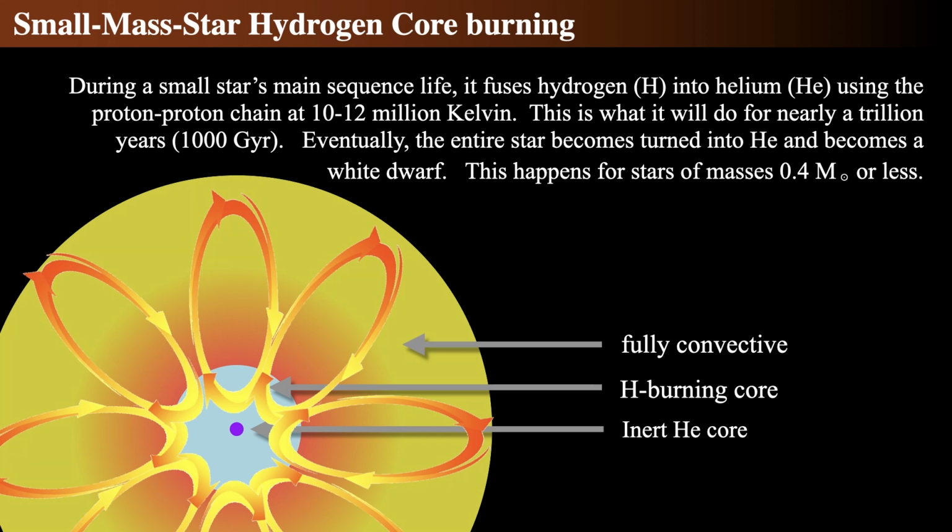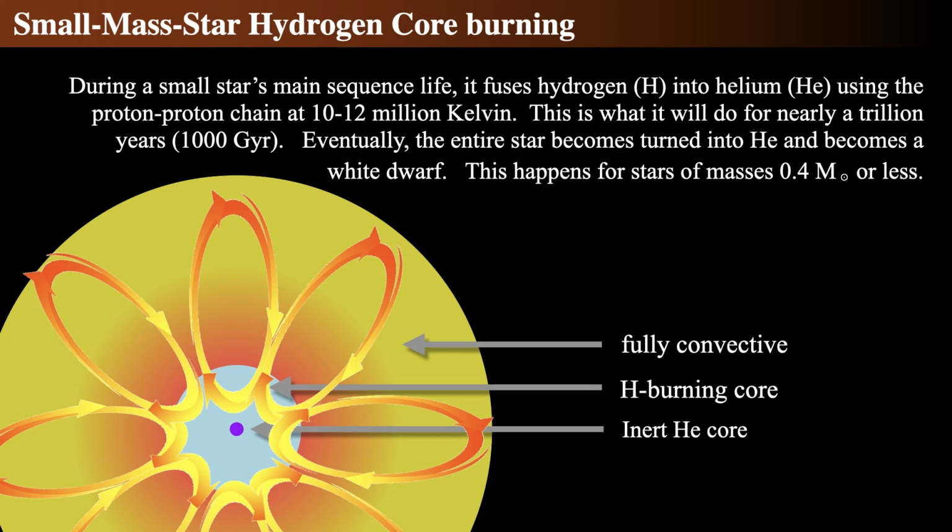Here we go. If you have a small mass star, meaning something that is a little less than half the mass of the sun, why does it last forever? It basically lasts forever. It'll last for up to 1 trillion years, 1,000 gigayears. Why? Because remember the sun, the inert helium core, had no mixing with the surface. But when a small mass star comes together, its temperature in the core is much lower. It's roughly 10 to 12 million Kelvin. And therefore the whole thing's convective.